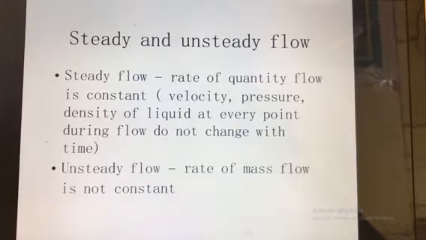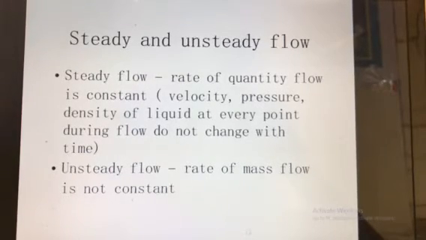So for this case, the mathematical equation will become dV/dt, the derivative of velocity, because velocity is not constant; it is a function of some parameter. So dV/dt is not equal to 0. Similarly dP/dt is not equal to 0, and dρ/dt is not equal to 0. These are the mathematical equations for steady and unsteady flow.